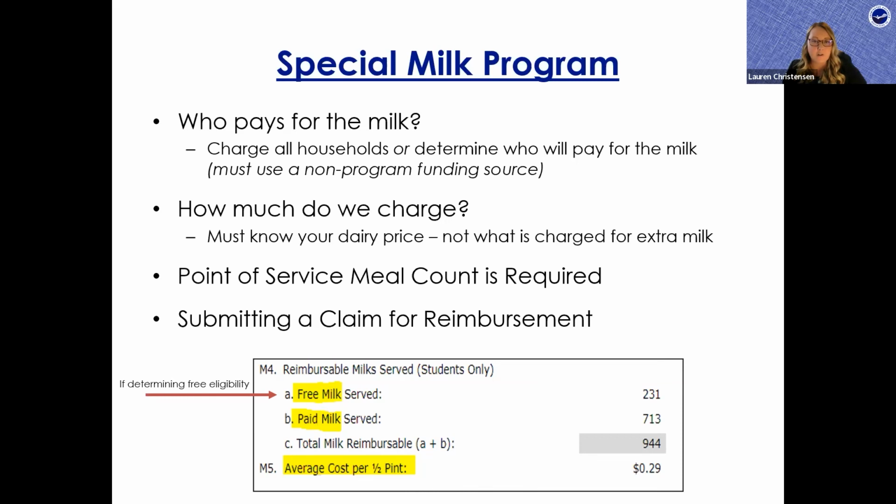And then here also documentation is necessary. So you want to ensure that a point of service meal count is able to be obtained. And then obviously you would submit your claim for reimbursement alongside your other school meals program claims. Somebody else from our office can correct me if I'm wrong on this, but I believe you would only see this special milk program claim for reimbursement if you click that program in your actual application. Otherwise, it would not show up on your claim for reimbursement.